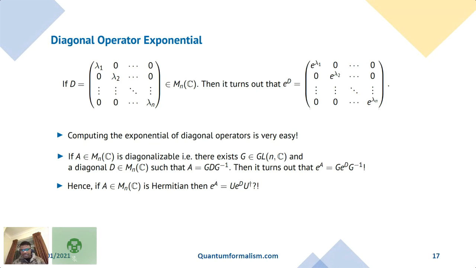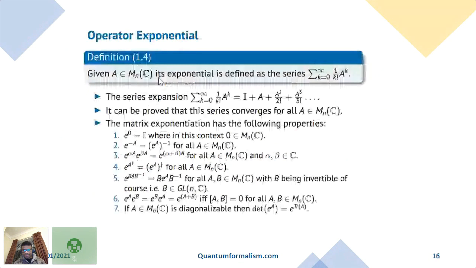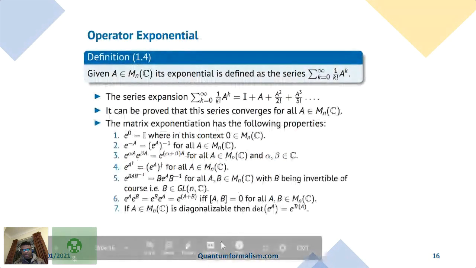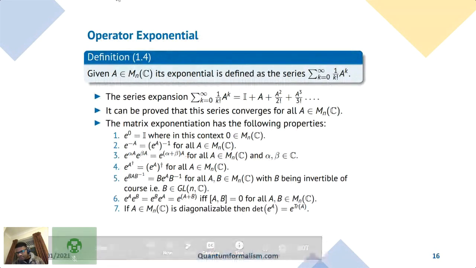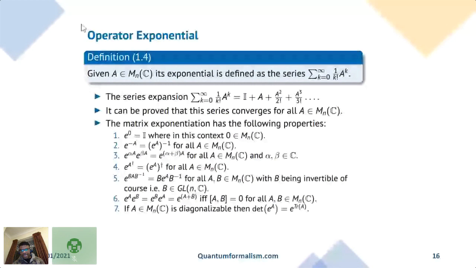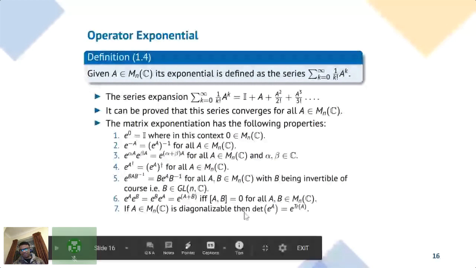Property 7. So Nicholas is asking about property 7. In which one? Property 7. Where? And this, on the property. Yeah, so it says if A is diagonalizable, so A has to be diagonalizable, then the determinant of the exponential of A equals the exponential of the trace of A.